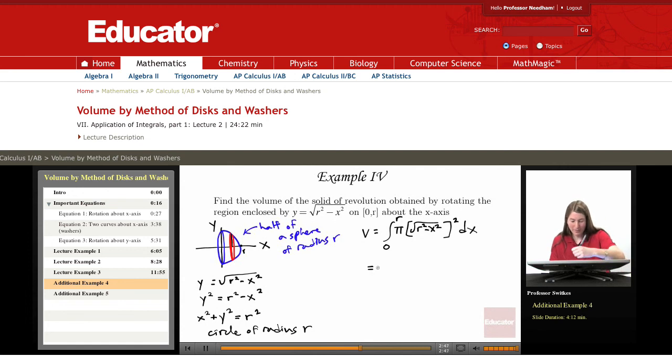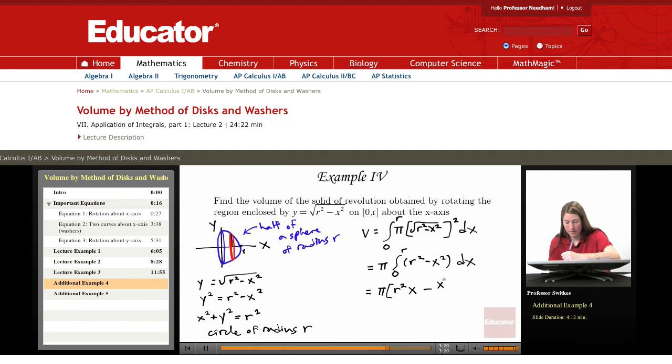Okay, now something really nice happens with this integral. There's a factor of pi that we can pull out, and we're squaring the radical, so the square root goes away. And we get a simple looking integrand of r squared minus x squared, and we integrate with respect to x. And so r is a constant, so r squared is still a constant, and so it integrates to r squared x. Just like 9, which is 3 squared, would integrate to 9x. R squared integrates to r squared x.